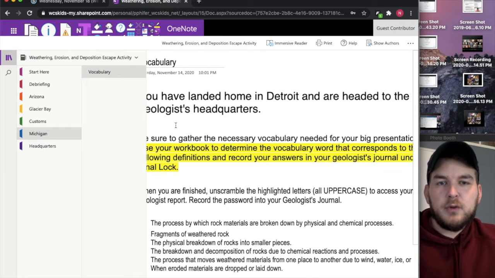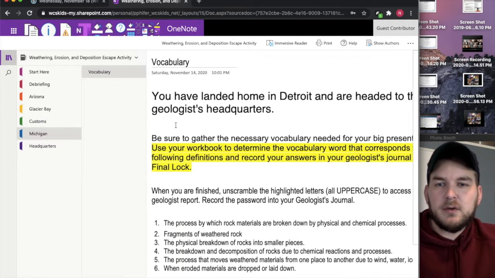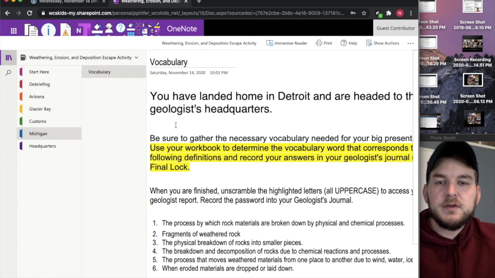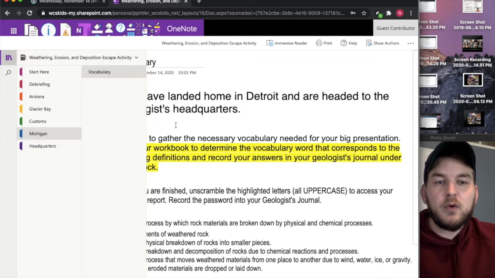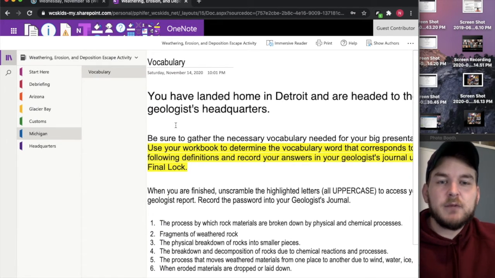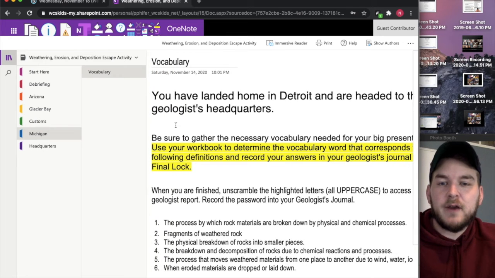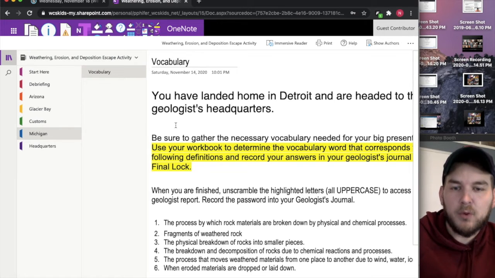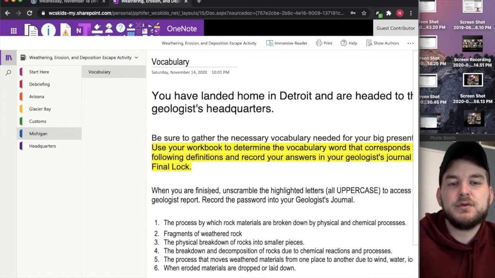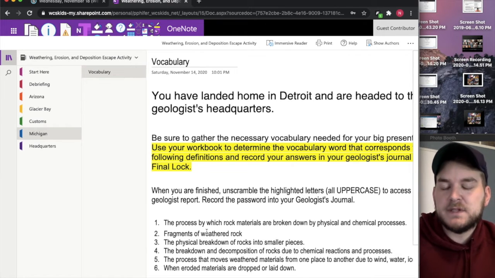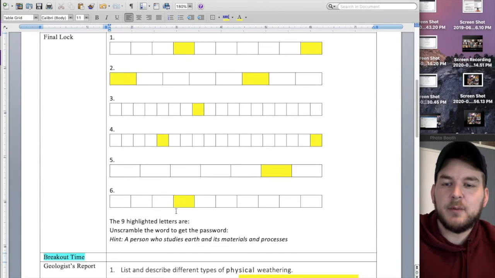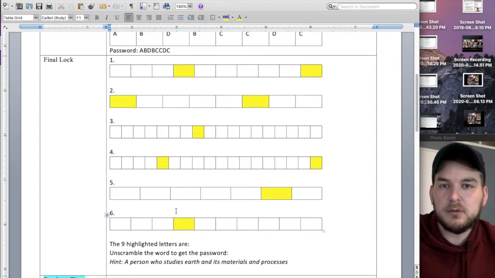Vocabulary. You have landed home in Detroit and are headed to the geologist headquarters. Be sure to gather the necessary vocabulary needed for your big presentation. Use your workbook to determine the vocabulary word that corresponds to the following definitions and record your answers in the geologist journal under final lock. When you are finished, unscramble the highlighted letters, all uppercase, to access the geologist report. Record the password into your geologist journal. All right, so we have to fill these in, and then unscramble the words we are close to getting out.